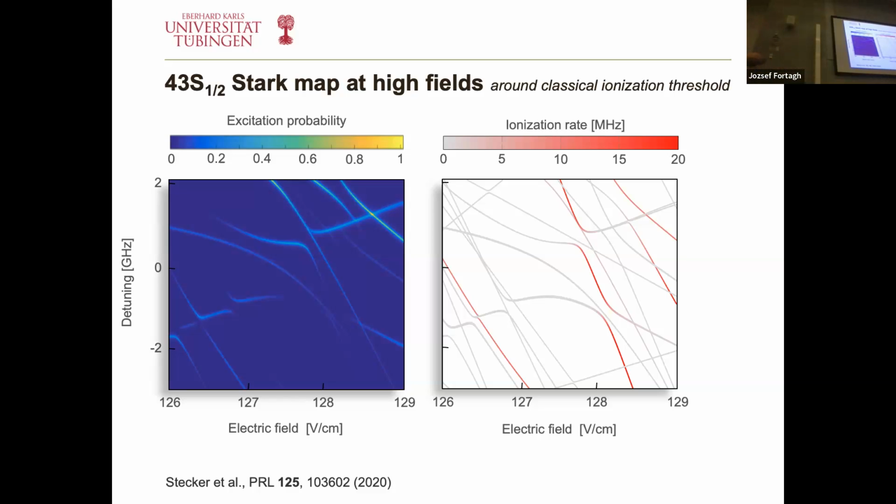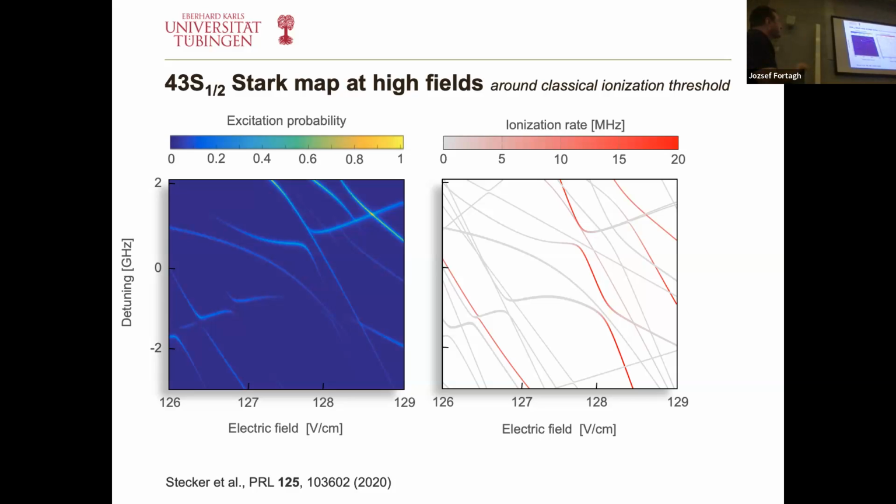So that's something which is around the classical ionization limit. At these fields, we would consider that the Rydberg atom is classically ionized, but it is not. We still see narrow lines that can be excited from the ground state. The excitation probability is color-coded here for polarization. And we can calculate the ionization rate. So there are some states that can be excited.